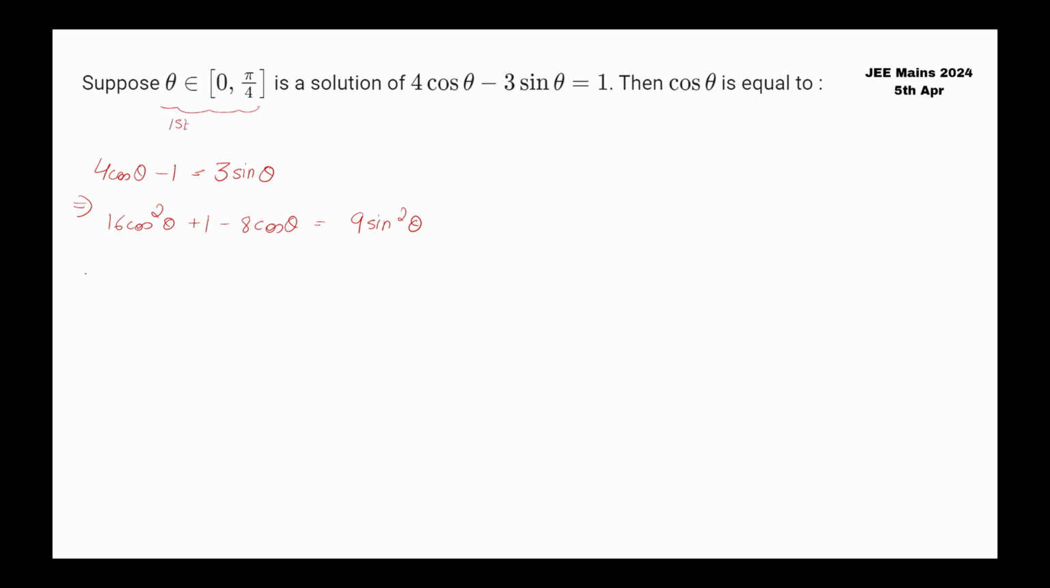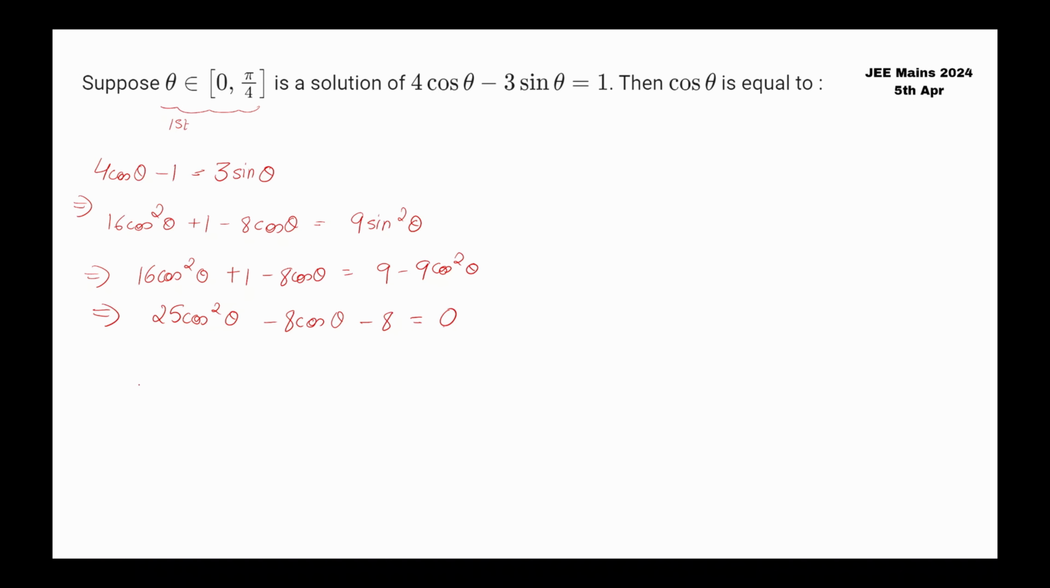Now how can I write down my sine square theta? It can be written as 1 minus cos square theta. So this would become 16 cos square theta plus 1 minus 8 cos theta is equal to 9 minus 9 cos square theta. So from here, what do I get? 16 plus 9, this would make it 25 cos square theta minus 8 cos theta minus 8 is equal to 0. So this is the quadratic that I'm getting.